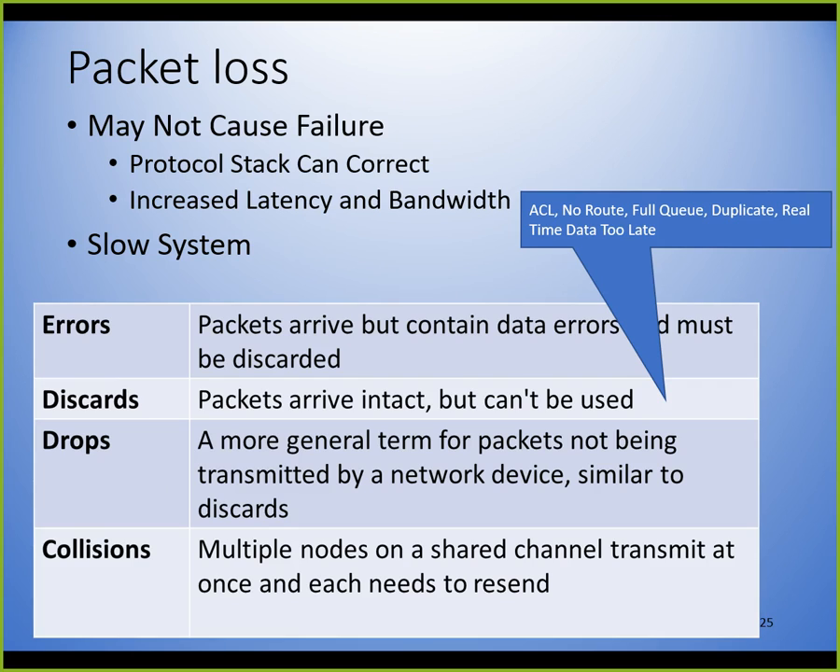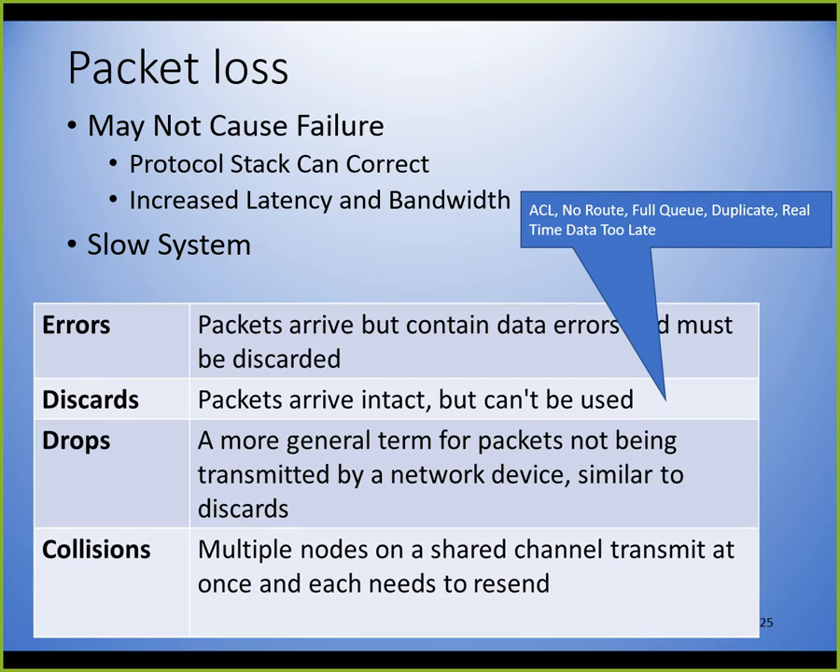When we look at packet loss, how are we going to determine that? It may not cause a failure. The protocol stack can correct it. Yeah, TCP can correct it. If we have a packet loss, it just says, I didn't get it, send it again. But it's going to increase the latency, the delay, because we've got to wait for the resend. It's going to increase the bandwidth utilization because we sent it once, now we've got to send it again because it didn't get there the way it was supposed to. It will slow down the entire system.